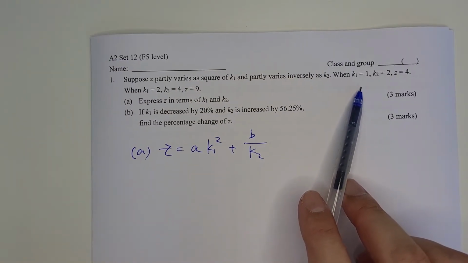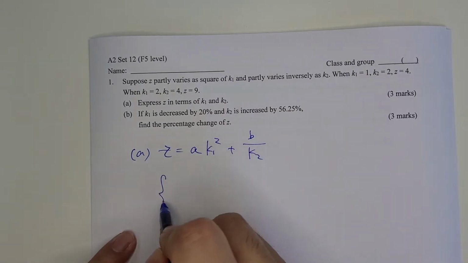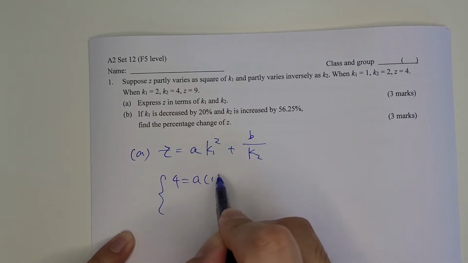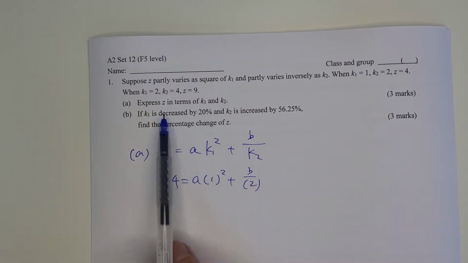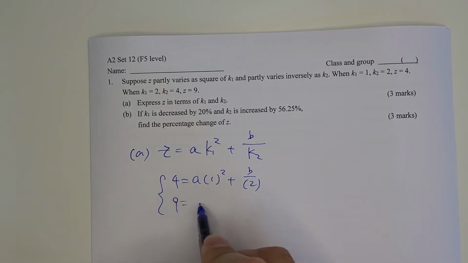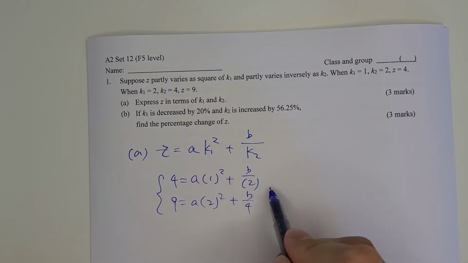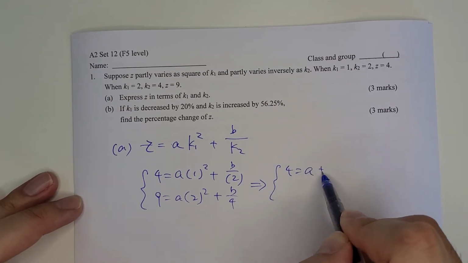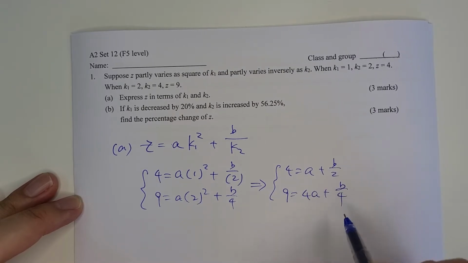When k1 equals 1, k2 equals 2, z equals 4. Therefore, you have the first equation, that is 4 equals a times 1 square plus b over 2. And the second condition is k1 equals 2, k2 equals 4, z equals 9. So, 9 equals a times 2 square plus b over 4. And hence you can see that we have the equations 4 equals a plus b over 2 and 9 equals 4a plus b over 4.